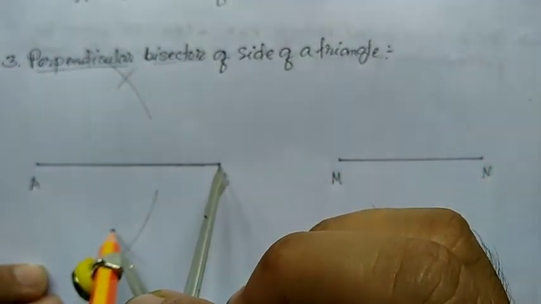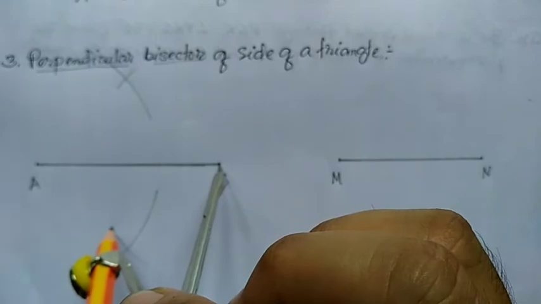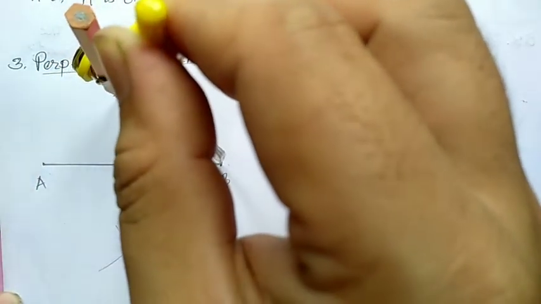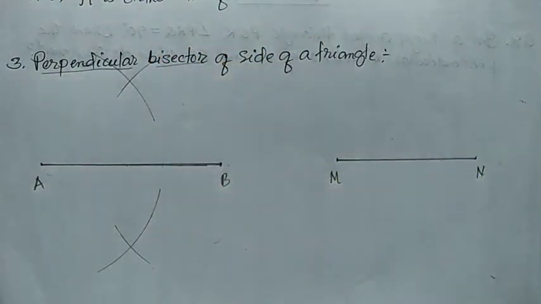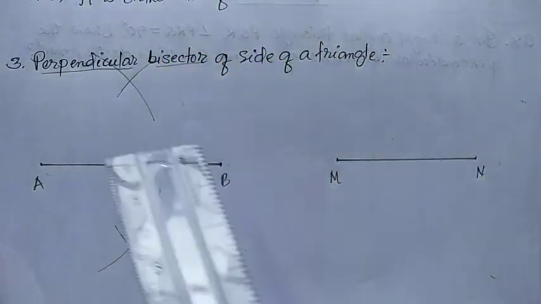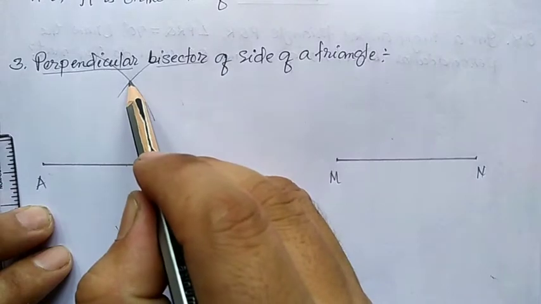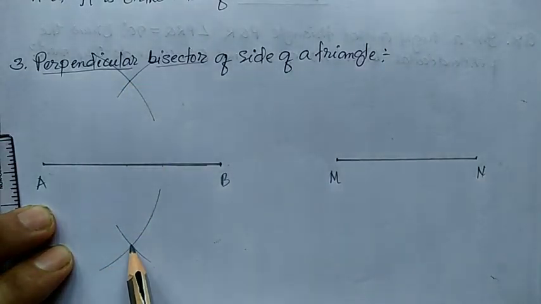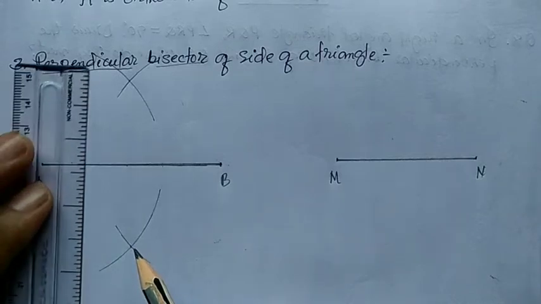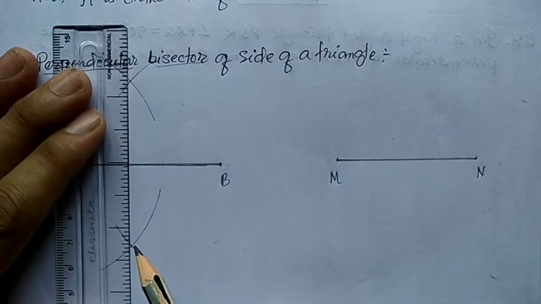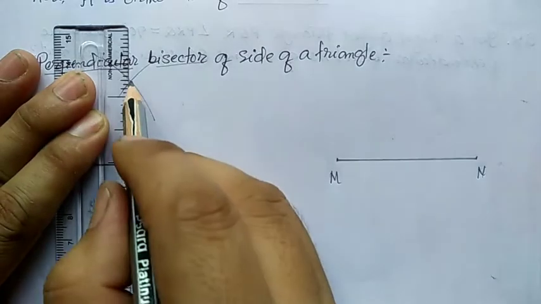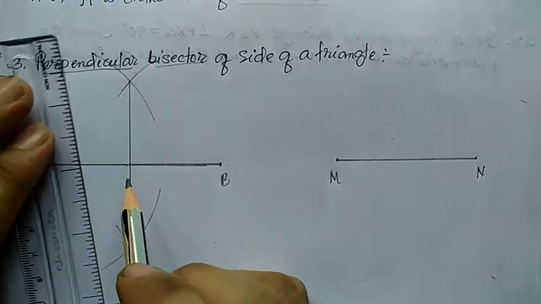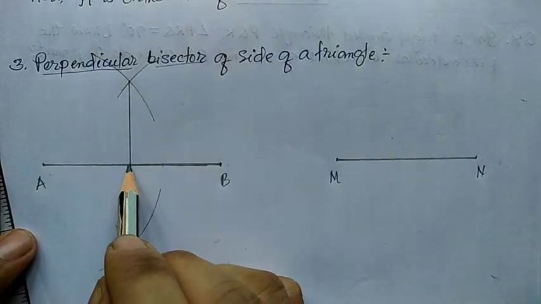Now we intersect the previous arcs at this point and the second point is here. After that, take your scale and join this point of intersection of two arcs and the other point of intersection of two arcs. Join them. When you join them, this line will intersect or touch AB at one point.